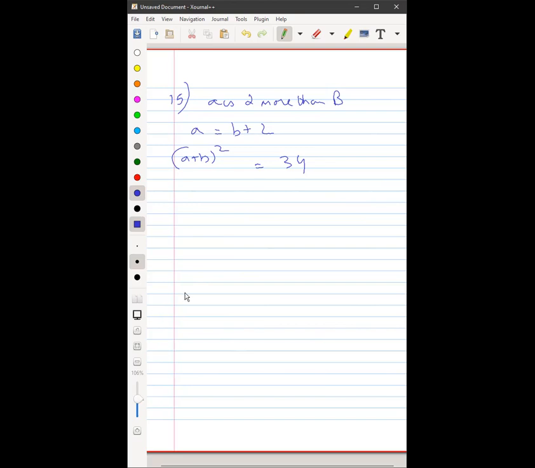Sir, I could not do this. Okay, Sarah, let's do this question then. So we are given that A is equal to B plus 2. Can we just replace this here? Yes. So what will we get?